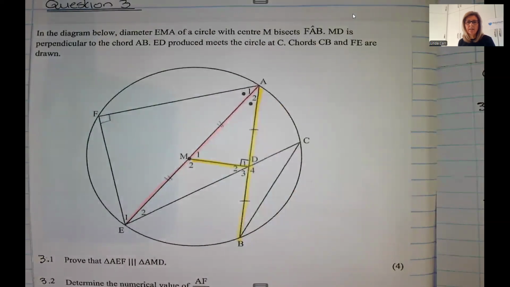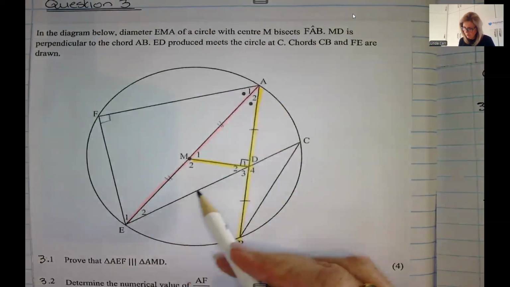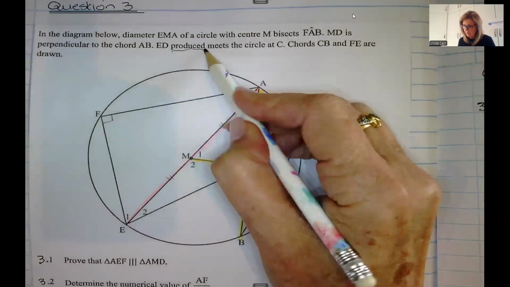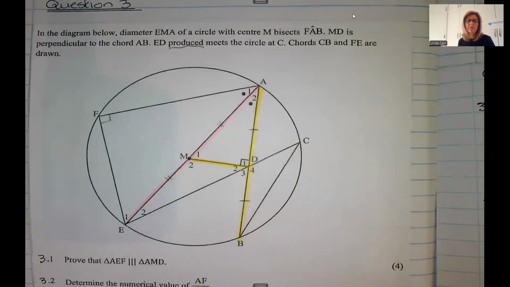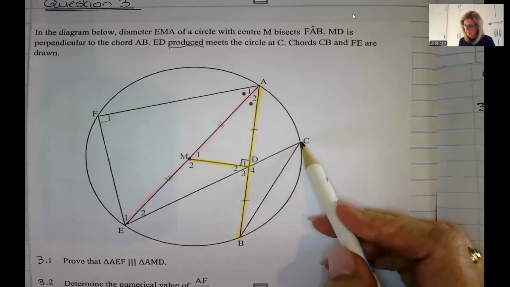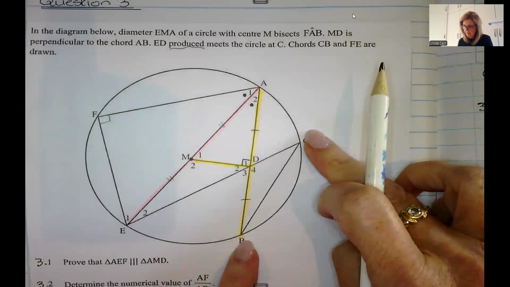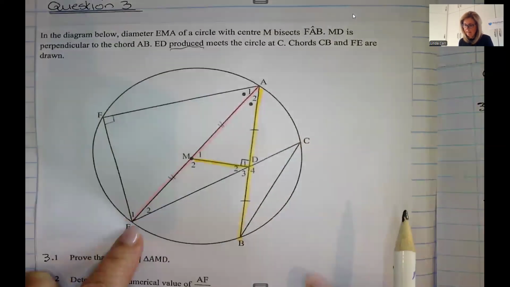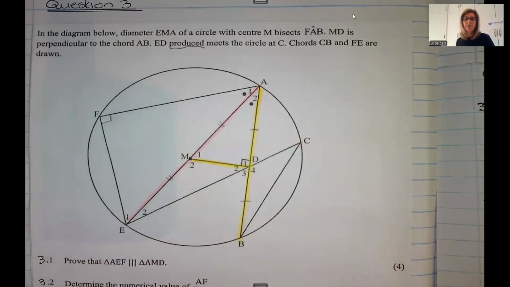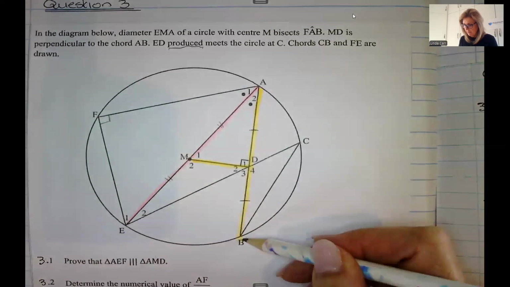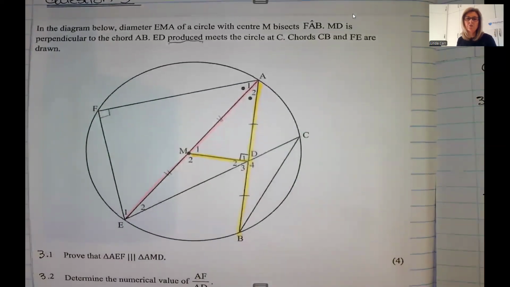Right, then it goes on to say ED produced. Okay, remember that word produced is to talk about a straight line and sometimes an exterior angle. I think this one is more just to do with a straight line. Meets the circle at C. Chords CB and FE are drawn. So C and B lie on the edge of the circle. F and E lie on the edge of the circle. And if we're really looking at points lying on the edge of the circle, can you see that we've got A, C, B, and E all lying on the edge of the circle?